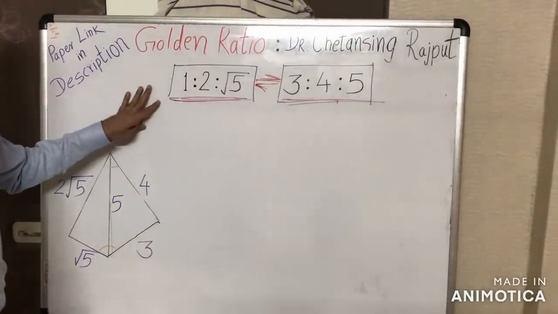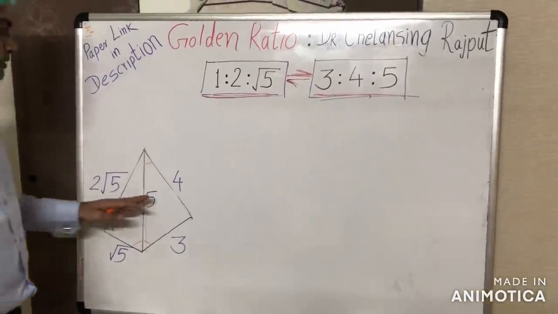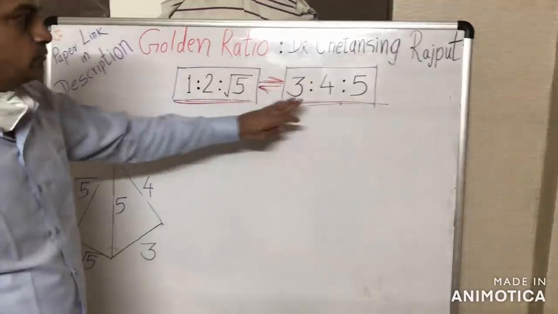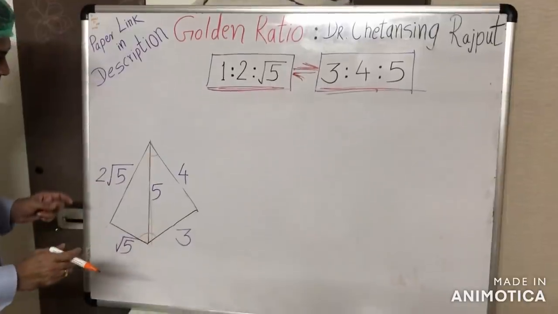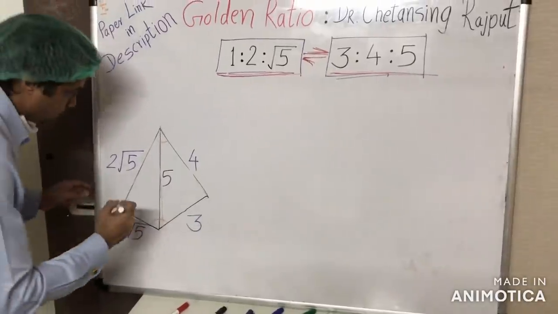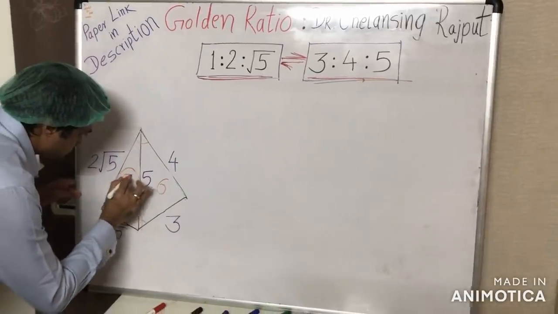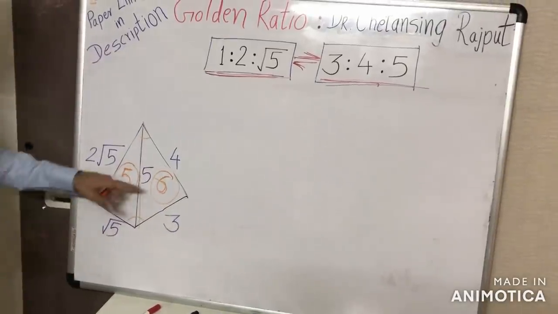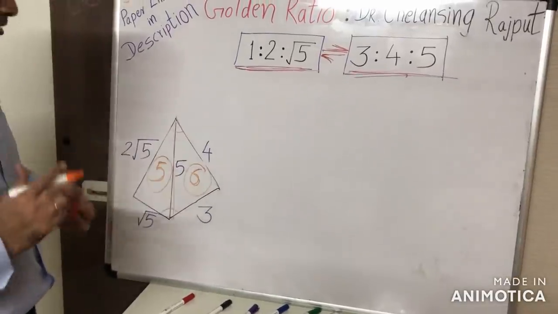In this part of the video, what is important for us is the ratio between the areas of equivalent sized 1, 2, root 5 and 3, 4, 5 triangles. The ratio between the areas of these two equivalent sized triangles is invariably 5:6. If they have a common hypotenuse, the ratio between their areas is invariably 5:6. Just keep this in mind.